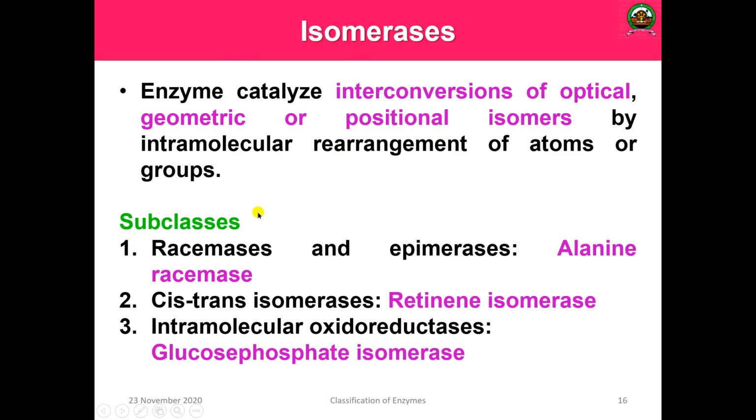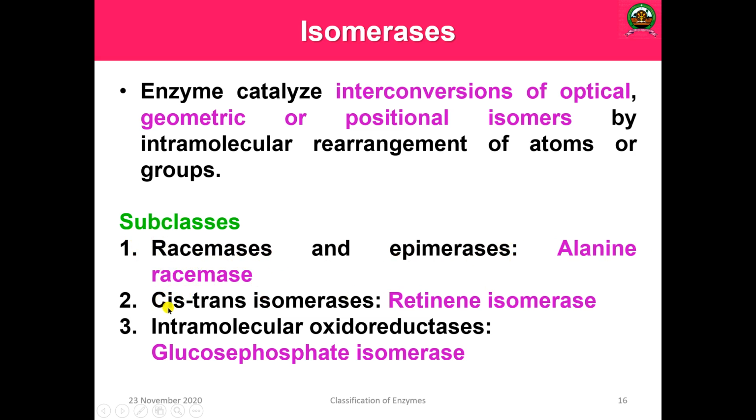There are also subclasses like racemases and epimerases, then cis-trans isomerases, then intramolecular oxidoreductases. These are the major enzyme groups that come under isomerases. Racemases and epimerases: we have seen the racemic variety, and we have already discussed what epimers and anomers are. These enzymes catalyze racemization, and they are known as racemase and epimerase. Example: alanine racemase comes under this particular class.